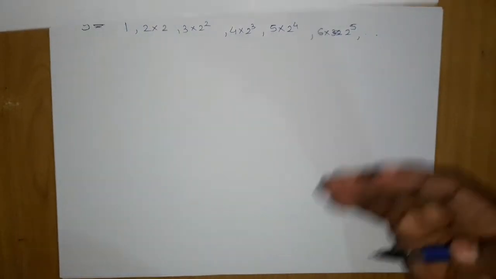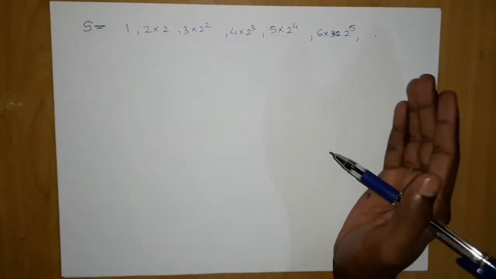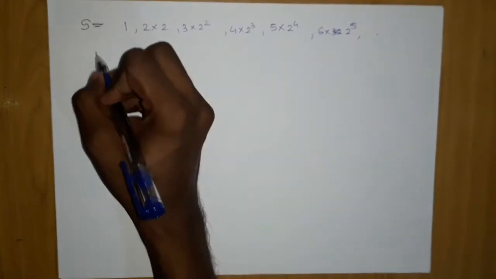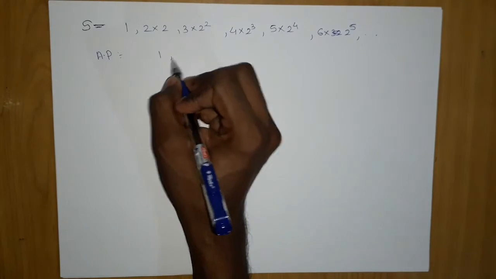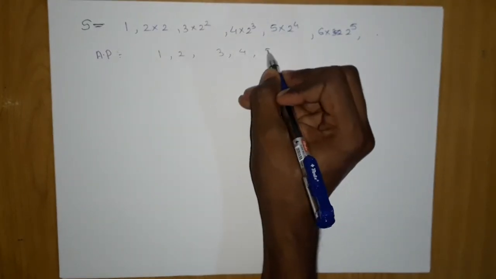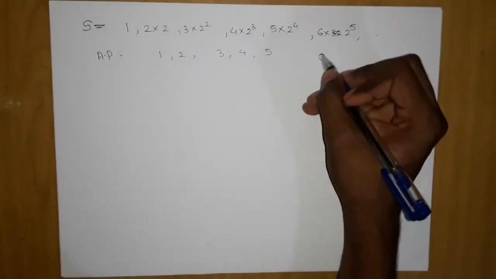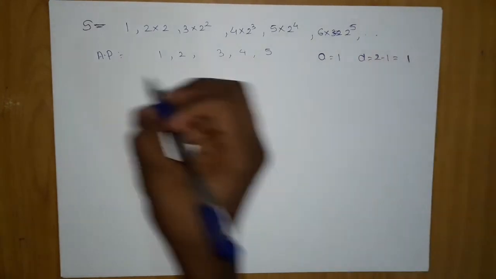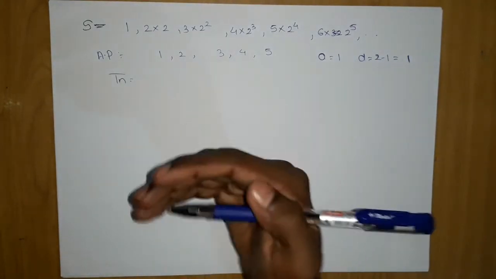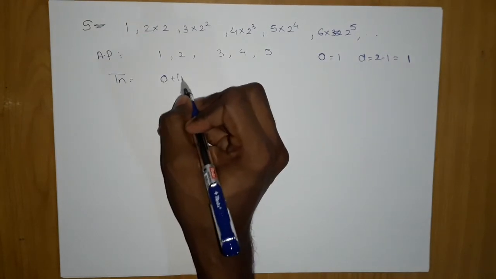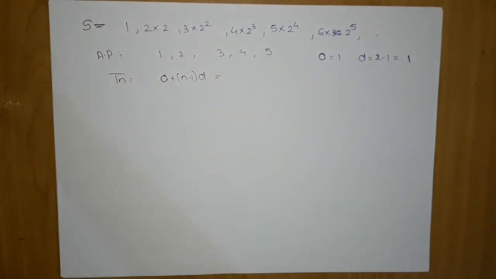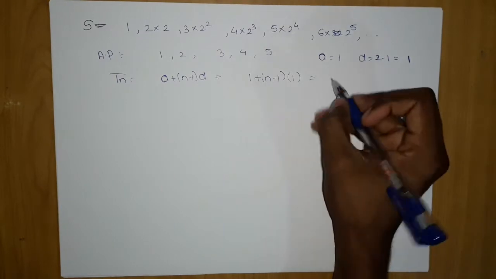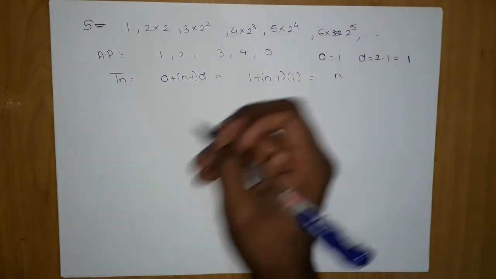Now the second step. The first step is writing, analyzing, and making it simple. The second step is to write the AP. What is the AP? The AP is 1, 2, 3, 4, 5, that is more than enough. Now A is 1. D is 1, 2 minus 1 or 3 minus 2, it doesn't matter. Now we want to find the Tn term of the AP. How will you get it? A plus n minus 1 into d. Although I have told you the shortcut trick, nd plus t, we will do 1 plus n minus 1, into 1, which gives you nothing but n. So this is our Tn term of the AP.